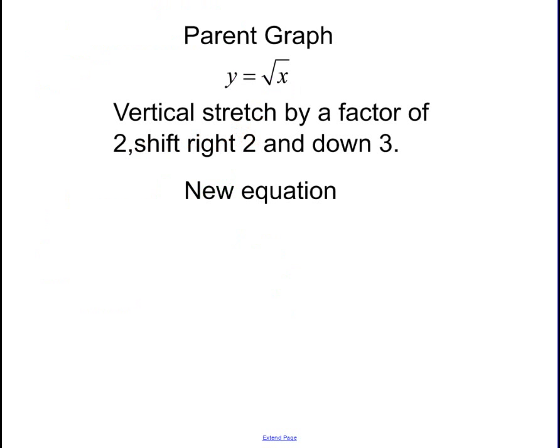All right, so now what if I don't give you a graph? What if I just tell you what's going to happen? So now you have to look at this and you have to say, well, what happens to each piece? Well, we know that our parent graph is y equals the square root of x. We have a vertical stretch by a factor of 2. Vertical stretch, that means we're going outside. We shift right 2. Well, that's inside. And we move down 3. Well, again, that's outside.